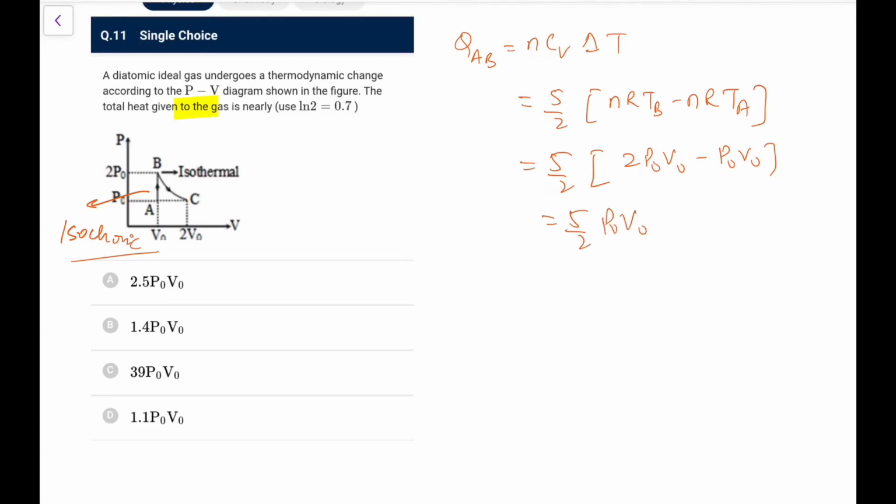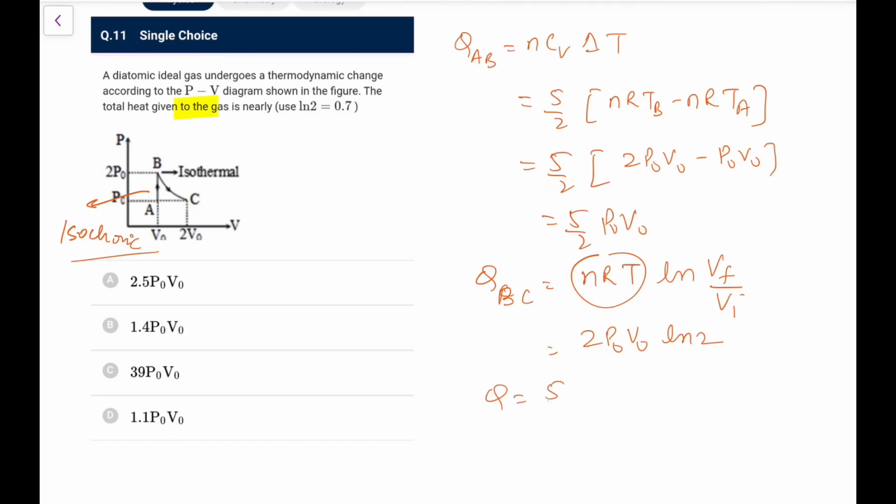Now for the isothermal one, what we say, QBC would be equal to W, that is nRT ln of V final upon V initial. So nRT I can put it from B, or you could put it from C, that remains the same. It is 2 P0 V0 and this would be ln 2. So now what is the total heat received?